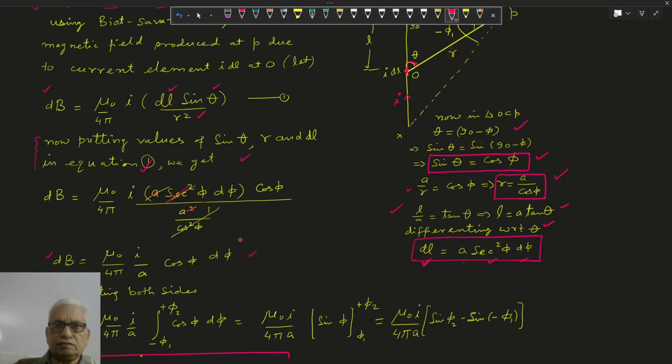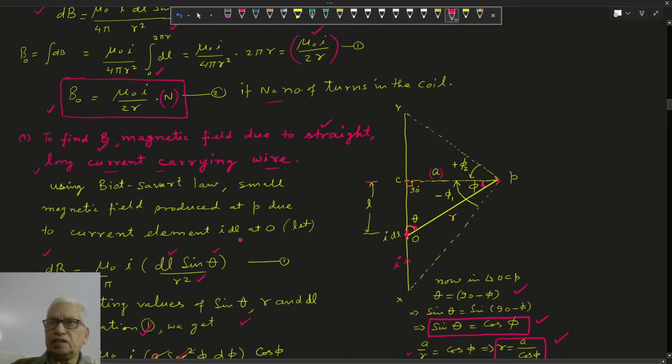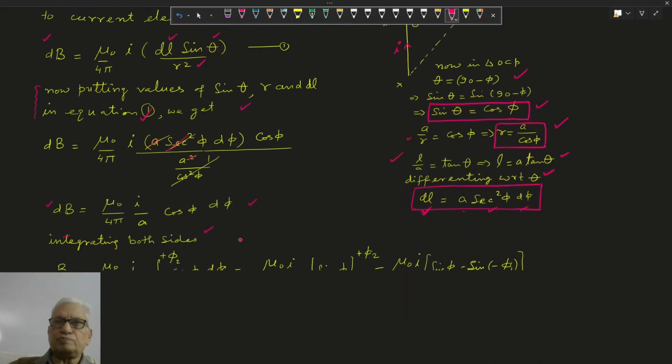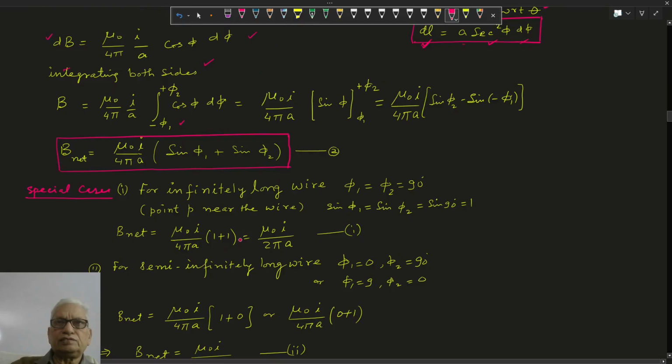Now we are integrating both sides, and here the limits should be: this angle is phi 1, this angle is phi 2. A clockwise angle is negative and an anticlockwise angle is positive in maths. So the limit should be from minus phi 1 to plus phi 2. The integration of cos phi will be sin phi. It will be upper limit minus lower limit: sin phi 2 minus sin of minus phi 1, that is plus sin phi 1.